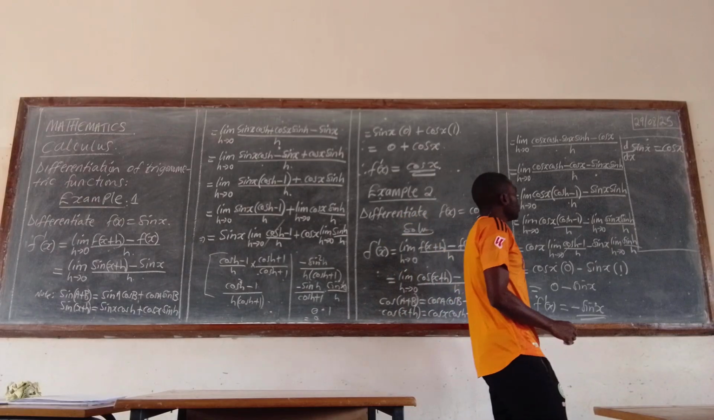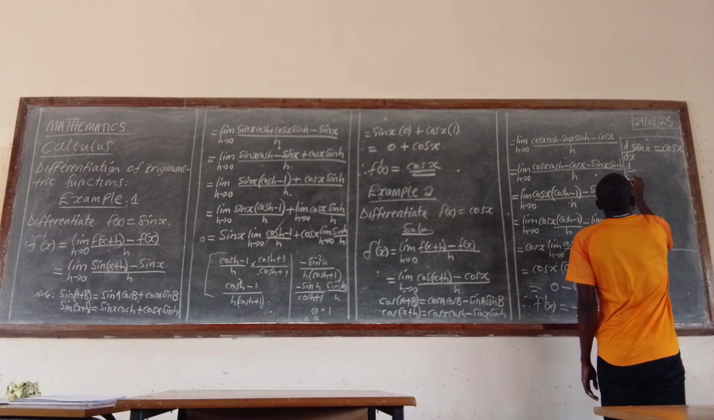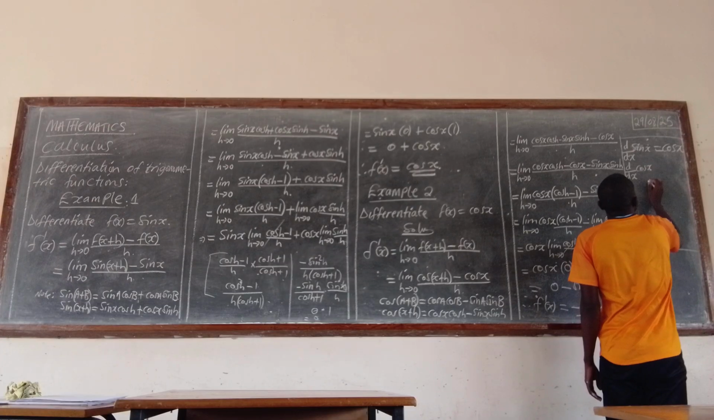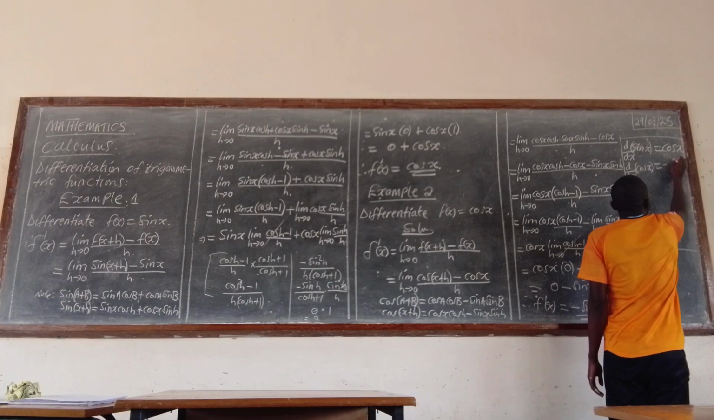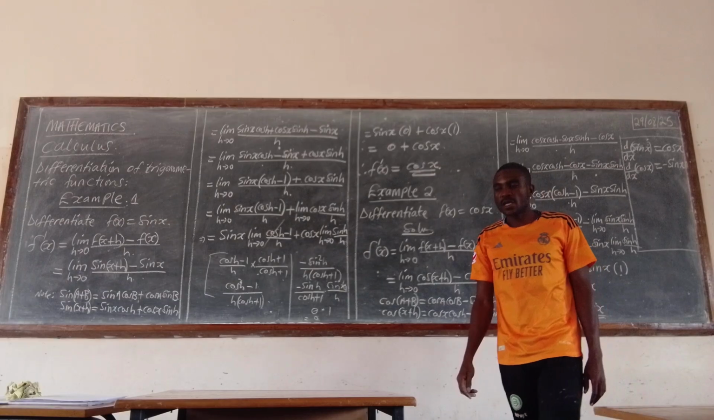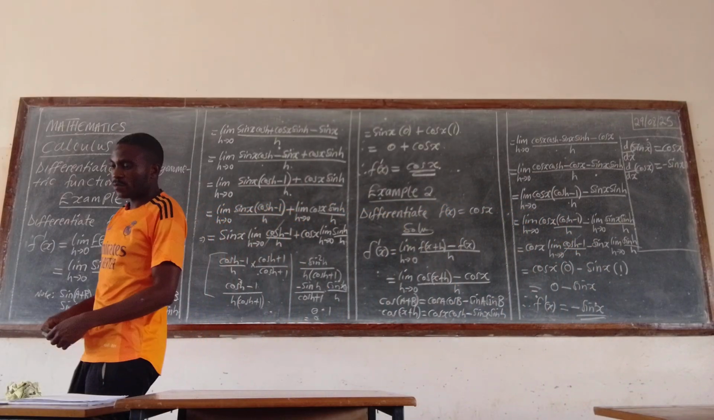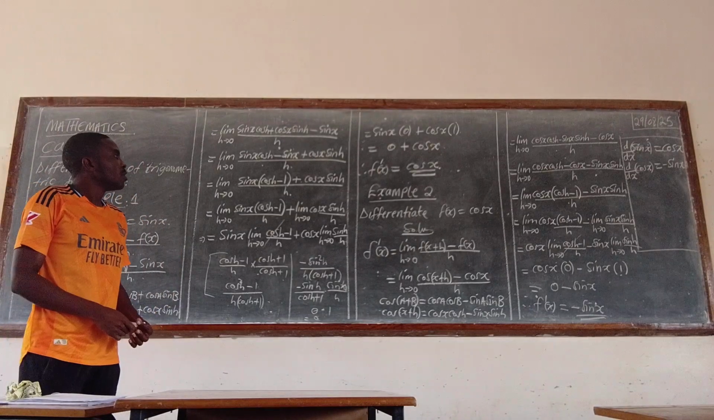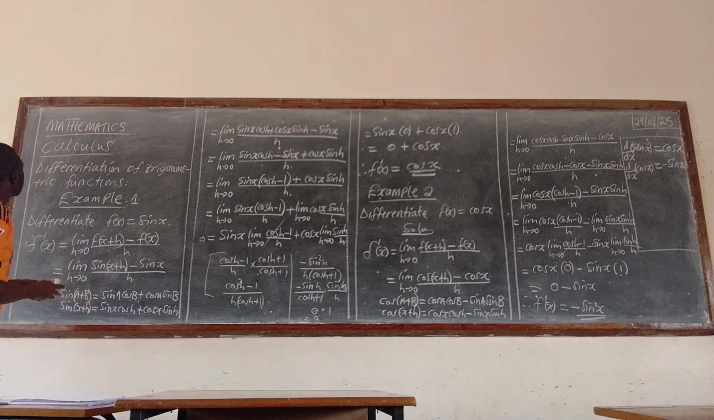This is the one. Remember I said we are going to be taking note of these answers. They will be of help where we are going. Cos x gives us negative sin x, like that. Allow me to clean this part, so that we continue.